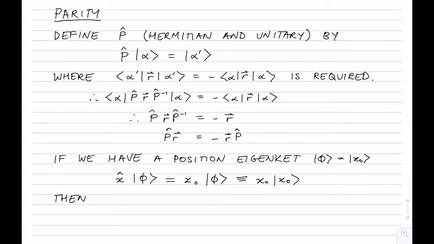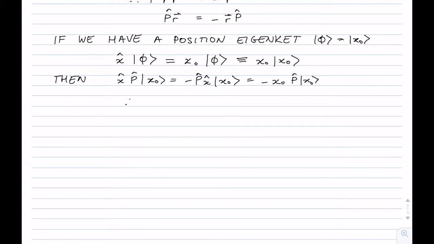Then, if I apply a parity operation to that, I would say x of P of x naught is equal to minus P of x, because these anti-commute, as we showed before, equals minus x naught P of x naught. So therefore, I would say that P of x naught is an eigenfunction of the x operator with eigenvalue minus x naught. So I might write that as minus x naught, because that's the eigenvalue. That's the quantum number, minus x naught.